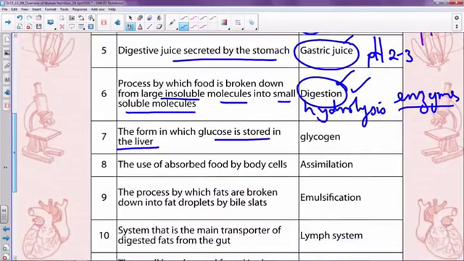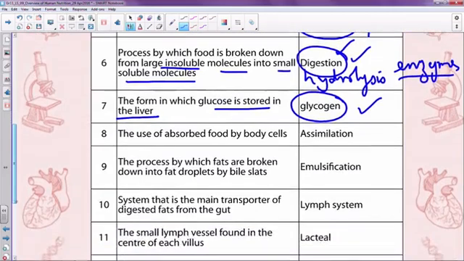The form in which glucose is stored in the liver. We know that the liver plays an important role in storage, but glucose is stored in a complex form called glycogen, and that glycogen is stored in the liver and in muscle cells, which then provide reserve energy when the body needs it, or when the blood sugar levels drop. The liver then releases the stored glycogen with the assistance of the endocrine gland called the pancreas. We will look at that when we look at homeostasis.